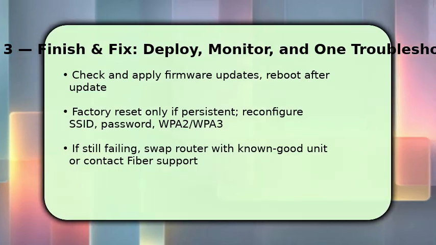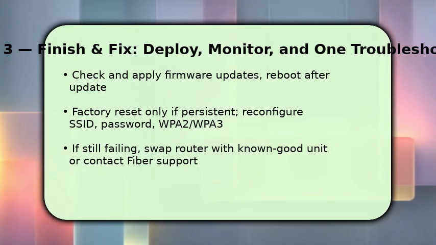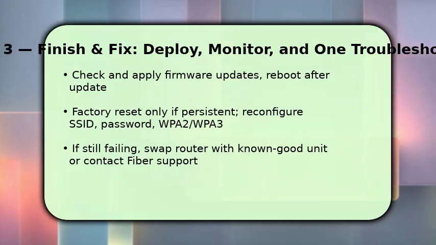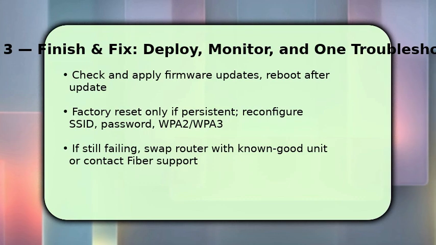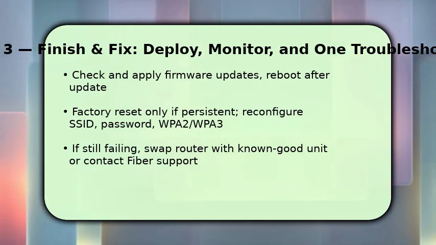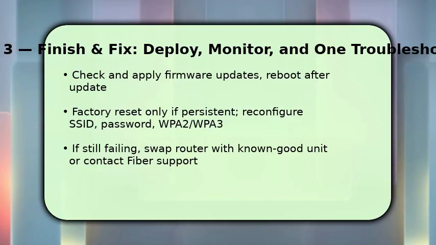Troubleshooting tip: if you still see instability after all steps, swap in a different router to isolate a hardware fault. Contact Google Fiber support with serial and test results only when you've gathered logs and speeds.